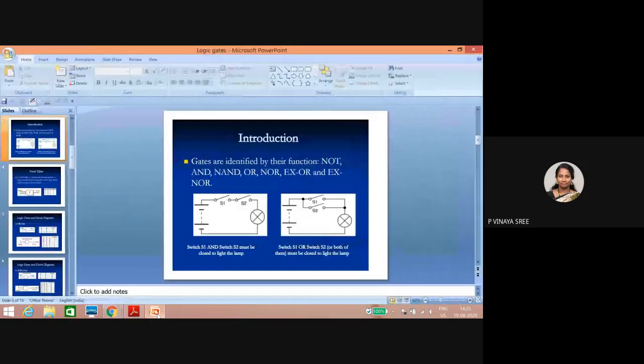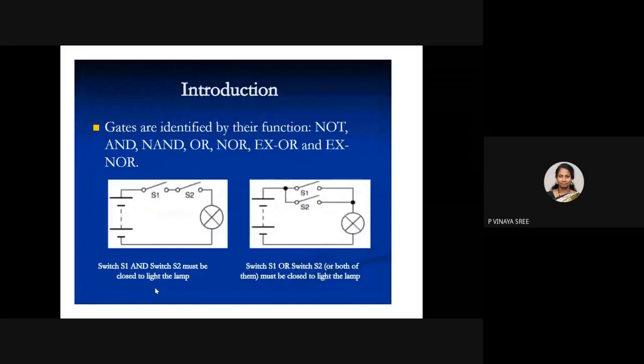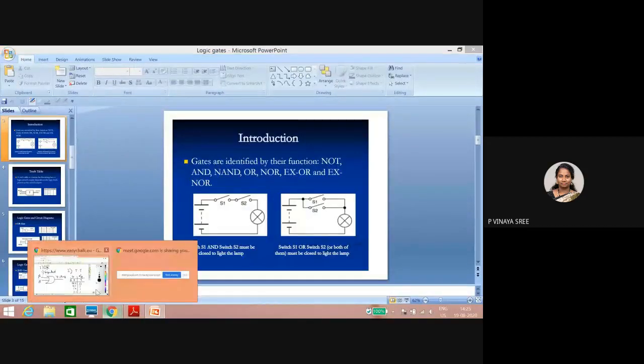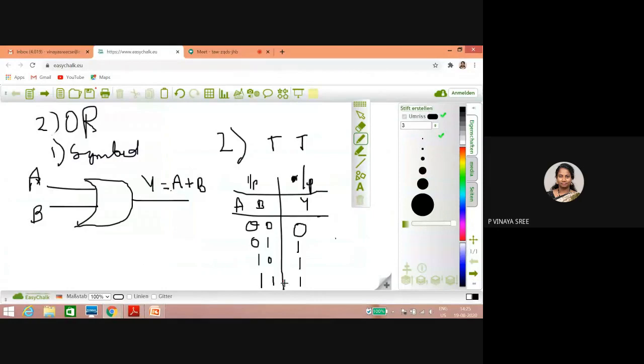If you see here also, if either switch S1 or switch S2, either one or both. Even when both are high, we have given the input as 1 1, the output that we are getting is 1. So remember that in an OR gate, if a single input is given as high, then by default the output will be 1. If in all cases it is 0, then the output is 0.